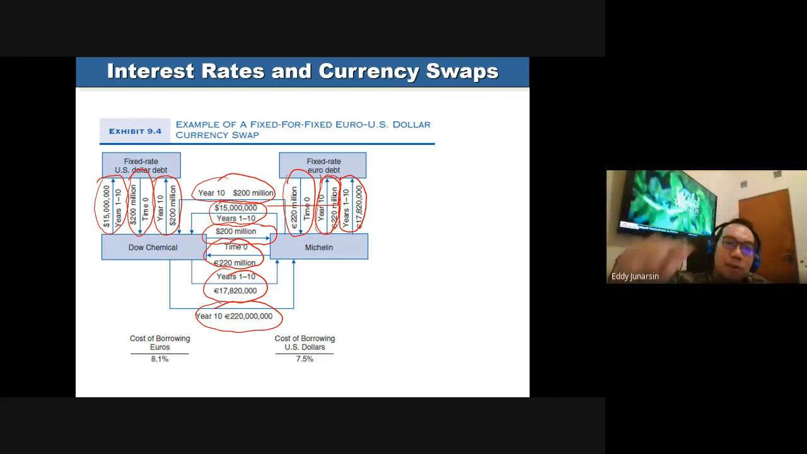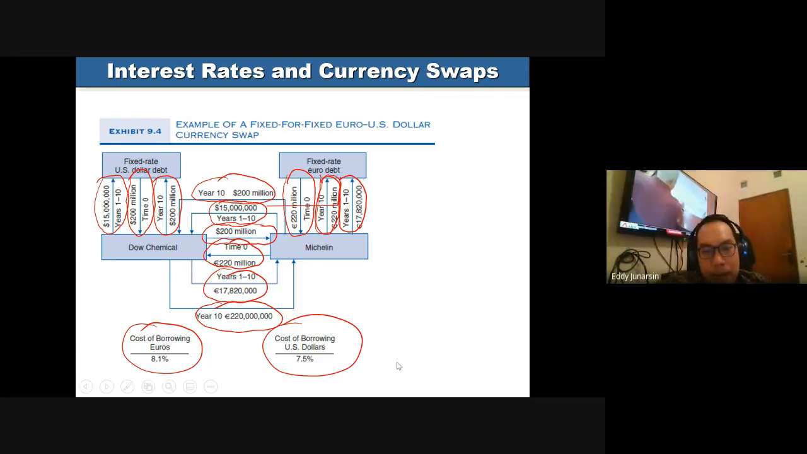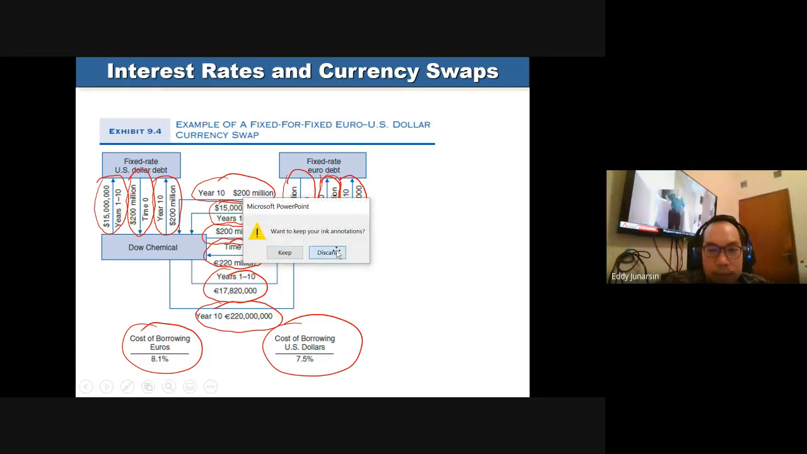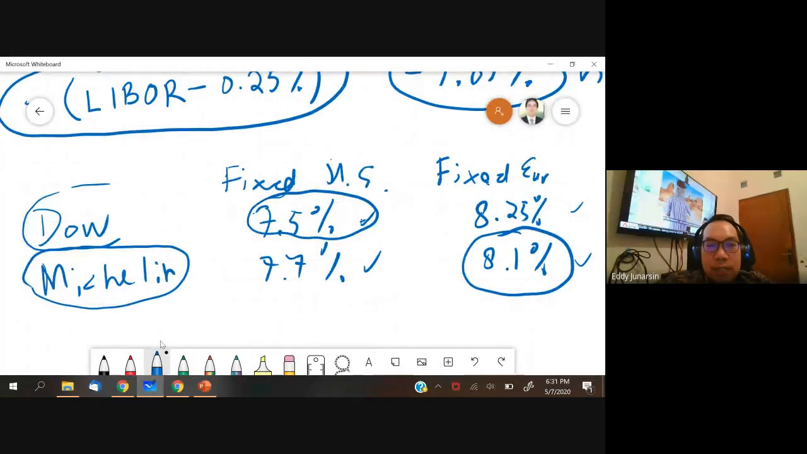Okay, so everybody is happy. So Dow Chemical ends up having this cost of borrowing, right? 8.1%. And Michelin ends up paying 7.5%. See here? So Michelin, right, if it has to borrow money by itself in the United States, they will have to pay 7.7, right? But it ends up paying 7.5 because Dow is borrowing the money and exchanging the obligation with Michelin, right?